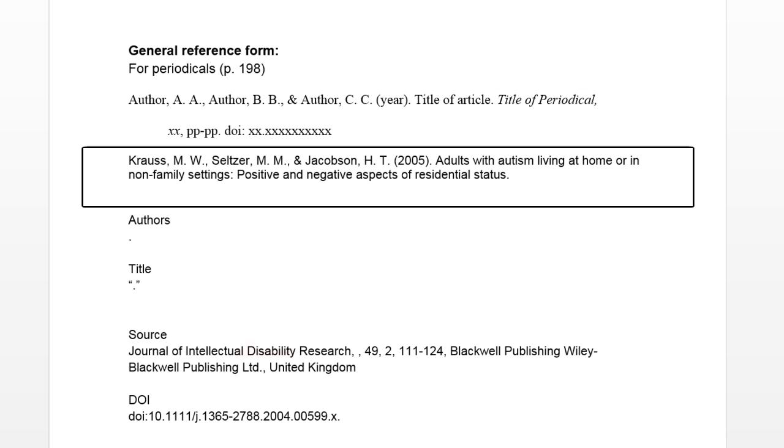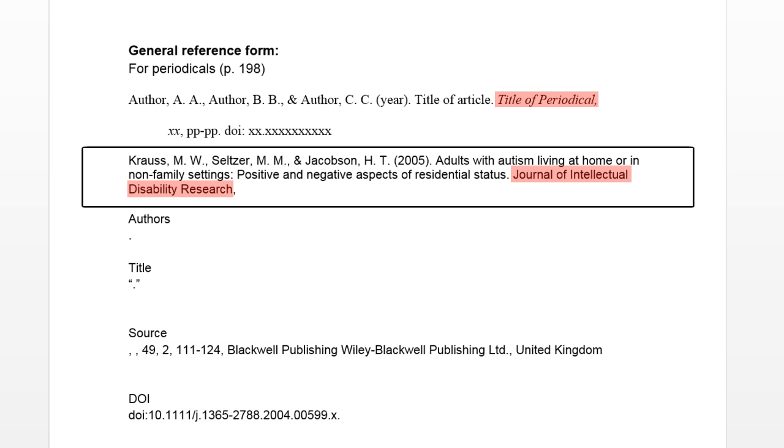Next is the title of the journal or periodical. The title is written in full with no abbreviations. It is written with uppercase and lowercase letters. This is the way you would see it in the journal and in a database description of an article. The journal title is followed by a comma.